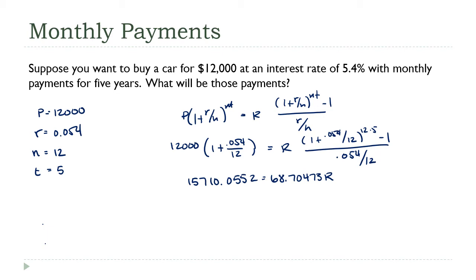All right, so now we can get to the final answer just by dividing both sides by 68.70473. And if you do that, you get that R is equal to $228.66, rounded to the nearest penny, right? And there's our answer. That's what we were looking for. If you like, feel free to use the other formula. You're welcome to plug the numbers into there, just for practice and confirmation. You should get the same result.